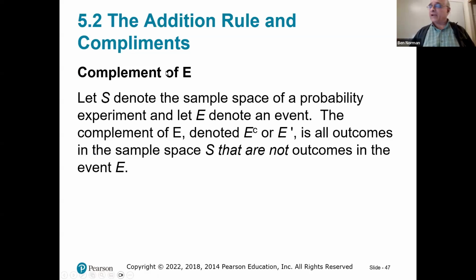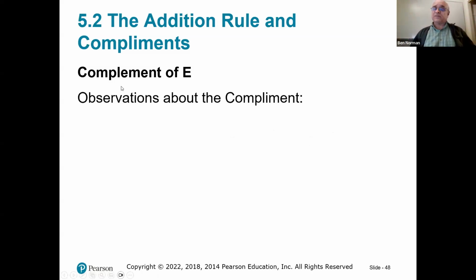The complement of E, what is that? Let S denote the sample space of a probability experiment and let E denote the event. The complement of E, denoted as EC or E apostrophe, is all outcomes in the sample space S that are not outcomes in event E. So you take your sample space, you look at event E, and anything that is not in E is part of the complement.